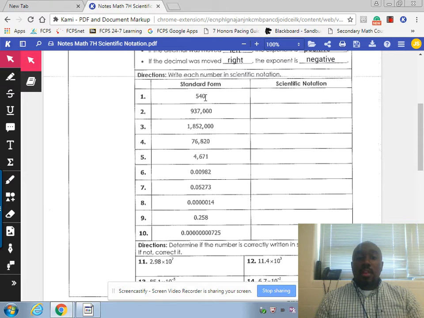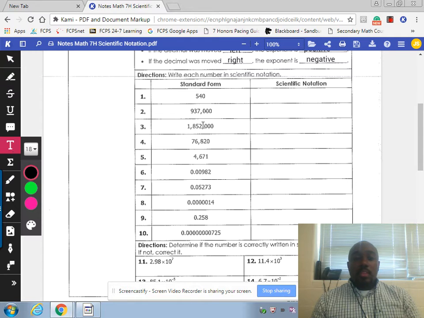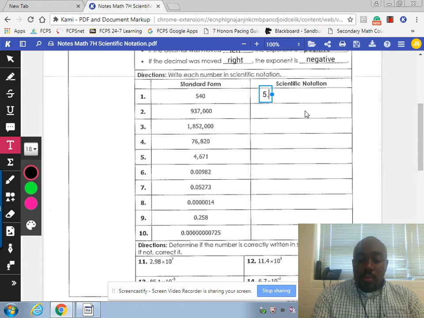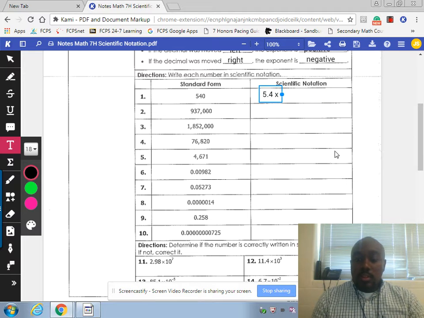So let's start back at the beginning. We're going to have to move it 2 places. If we move it 2 places, we end up with 5.4. And 5.4 is a number that falls between 1 and 10. So as a result, that is what our new number is going to be: 5.4. And since we moved our decimal 2 places, we're going to have 10 to the second power.